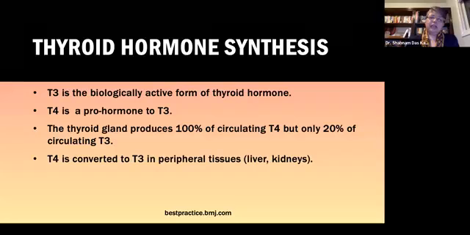So the thyroid gland produces 100% of the circulating T4, but only 20% of the circulating T3. This means that the T4 to T3 conversion has to happen in the peripheral tissues like the liver, the kidneys, and all those. So this is important because if someone has diseases in the liver or the kidneys, then the T3 conversion may not happen.